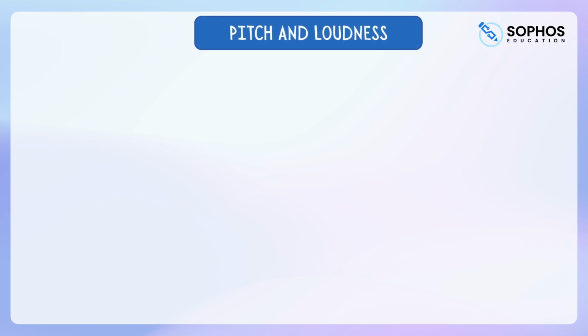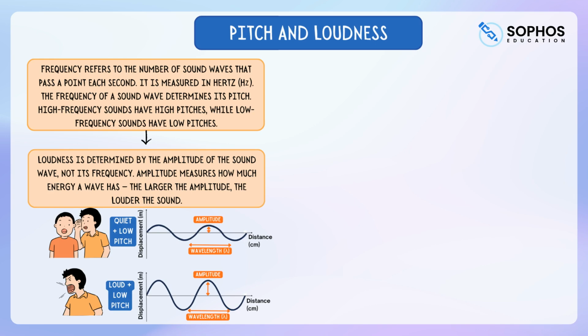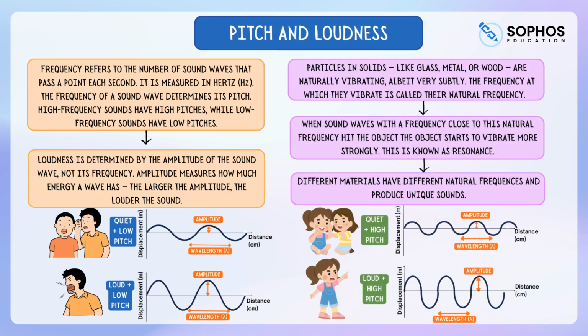In today's lesson, we delved into the concepts of pitch, loudness, and frequency response in the context of sound waves. We learned that the frequency of a sound wave, measured in hertz, determines its pitch. Loudness, however, is determined by the amplitude of the sound wave, with larger amplitudes producing louder sounds. We also explored frequency response, particularly in solids, and understood how when sound waves match an object's natural frequency, the object vibrates more intensely, a phenomenon known as resonance. By understanding these principles, we can better appreciate how sound interacts with the world around us, and why different materials produce unique sounds.